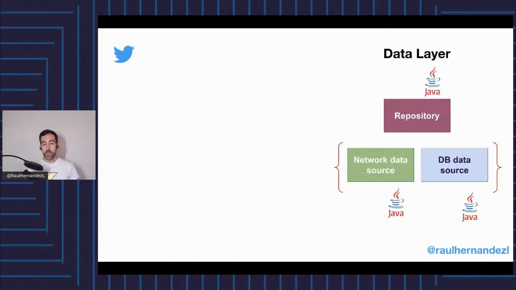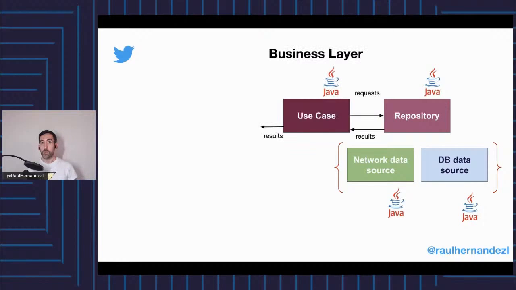And by that, I mean, at the time I had something in the data layer with a repo and then some data sources, everything built from the ground up in Java. So you can see the repo is controlling different data sources, network and DB, which means an offline mechanism. This was connected with the business layer, which for me means a use case or an interactor. The use case is requesting things from the repository and doesn't really care where it is coming from, but it needs the results at some point.